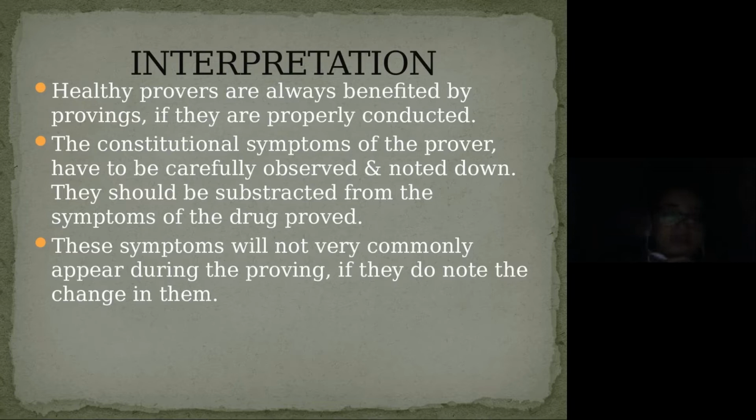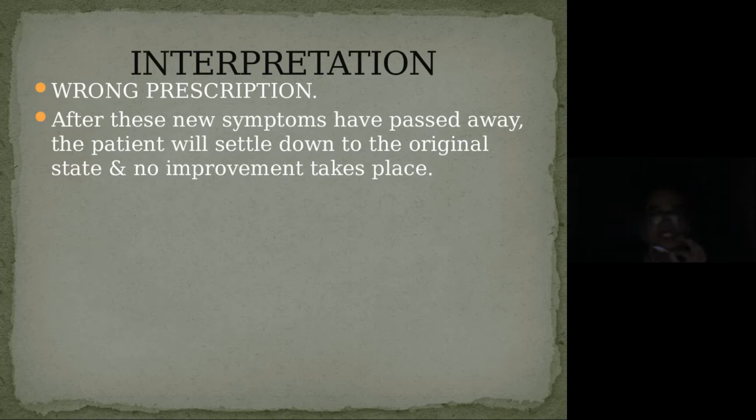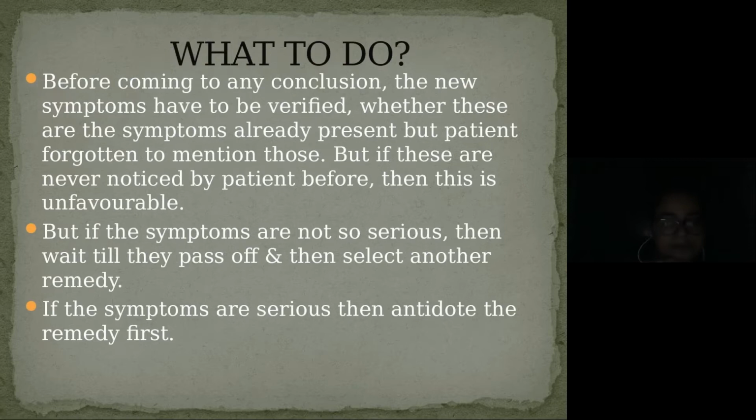So now comes the 10th observation: new symptoms appear after the remedy. After giving the remedy, if some new symptoms appear, what is the interpretation? The prescription is wrong. After these new symptoms have passed away, the patient will settle down to the original state of sickness, which he came to us to be cured. He will settle back to that state and there will be no improvement. So the prescription is wrong.